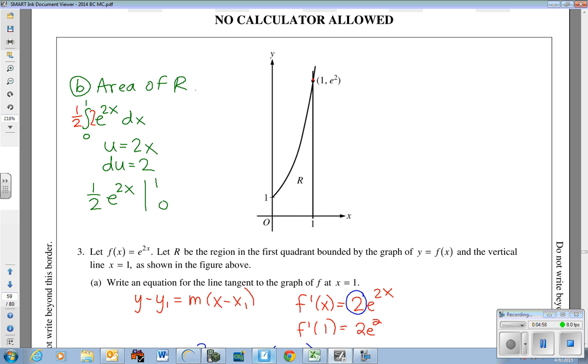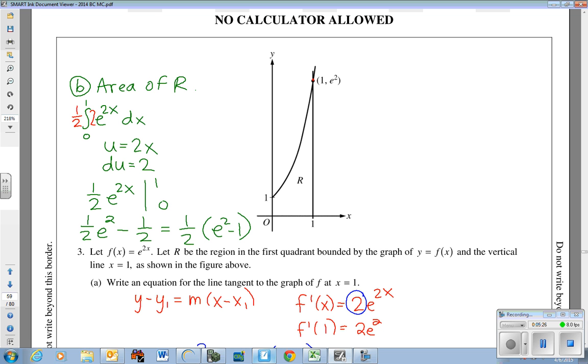All right, making that 1/2 a 2 or forgetting it altogether are by far the most common mistakes. So if I sub in my 1, I get 1/2 e squared. If I sub in my 0, I get 1/2 e to the 0, which is just 1/2. A little bit nicer version might be to factor that 1/2 out and get e squared minus 1. All right, nothing too difficult so far.